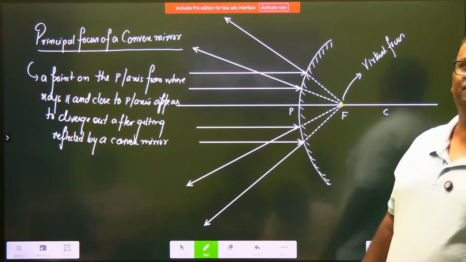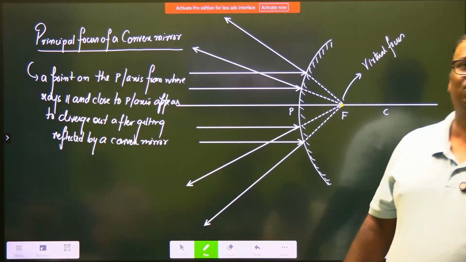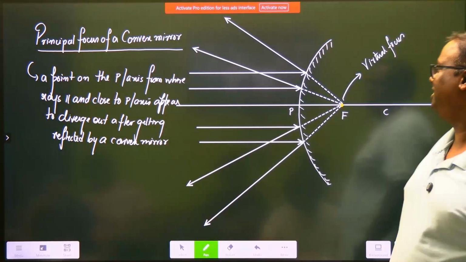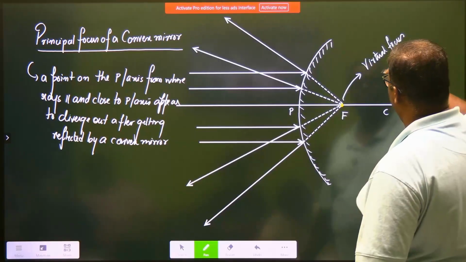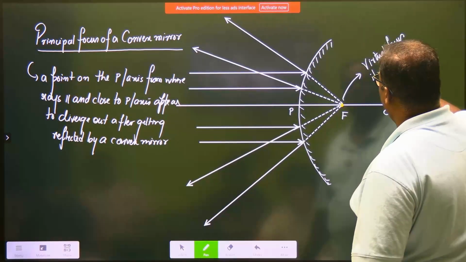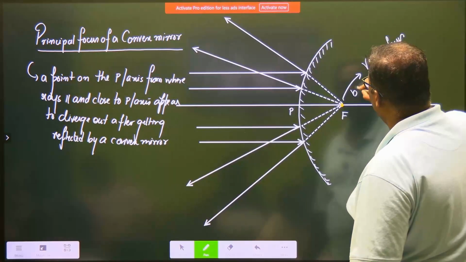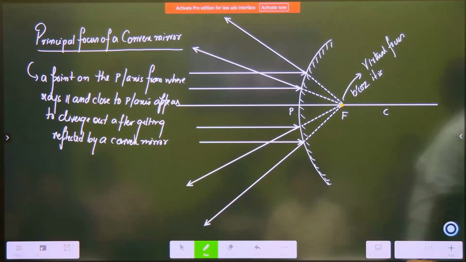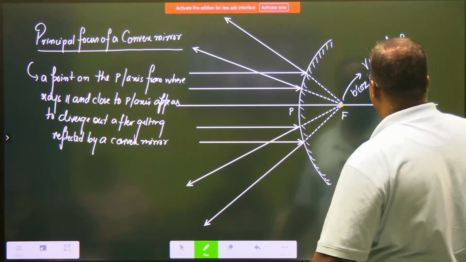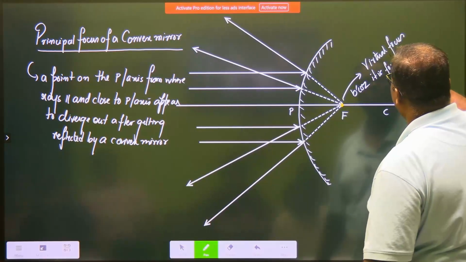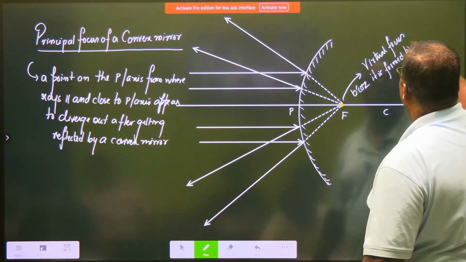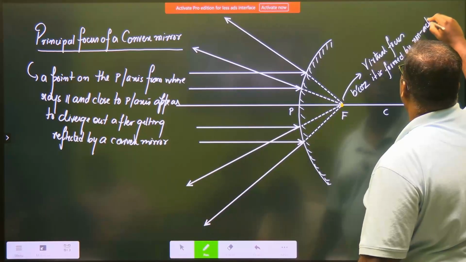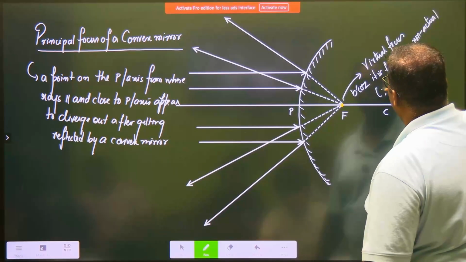Done. Writing. Oh, the diagram is done. The writing is still pending. Okay, please do it. And why is it called a virtual focus? Because, in your language, Shreya, I am using Instagram language, because it is formed by non-actual intersection of rays.